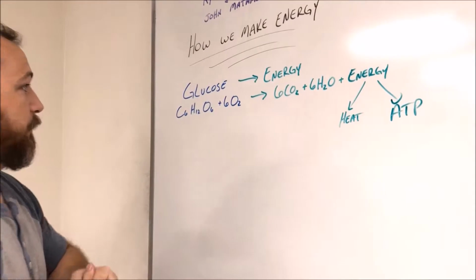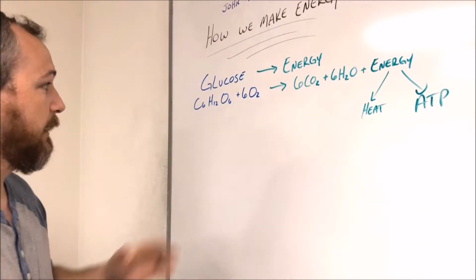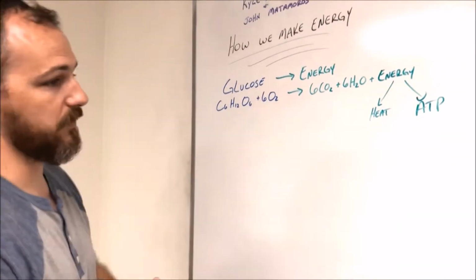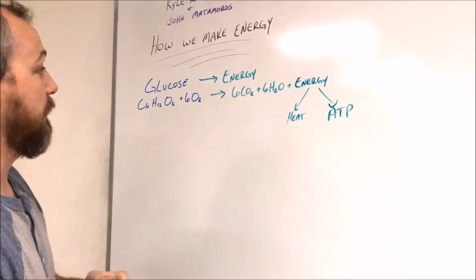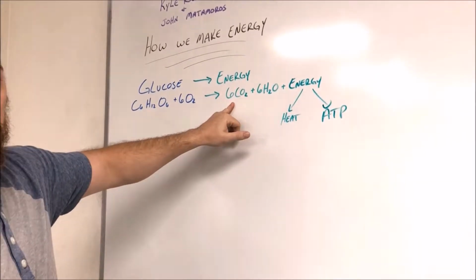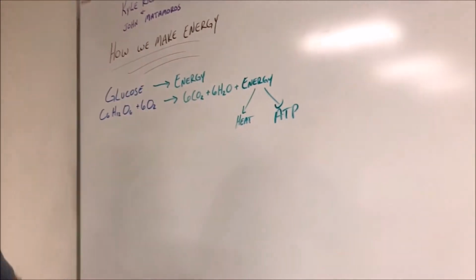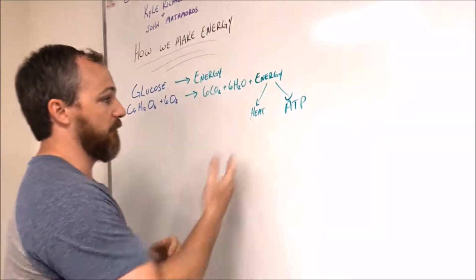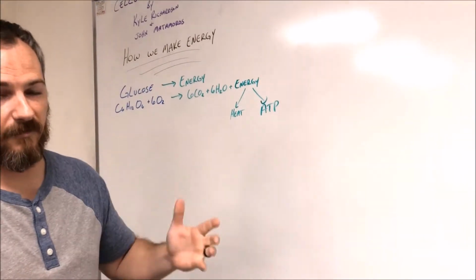The equation for glucose is 6 carbon, 12 hydrogen, 6 oxygen. It's 1 mole of glucose plus 6 moles of oxygen. After the whole process is done, you're going to end up with 6 moles of carbon dioxide, 6 moles of water, plus your energy, which is going to be dispersed into heat and also the amount of ATP your body can effectively use.